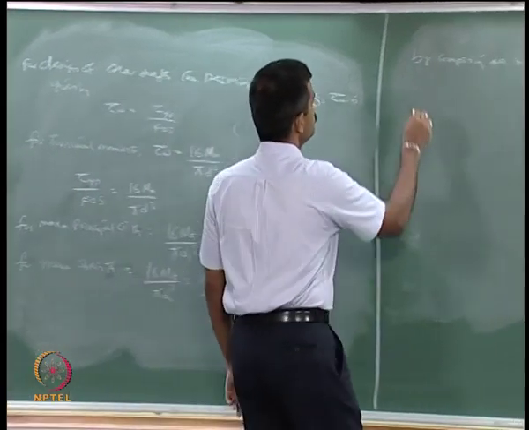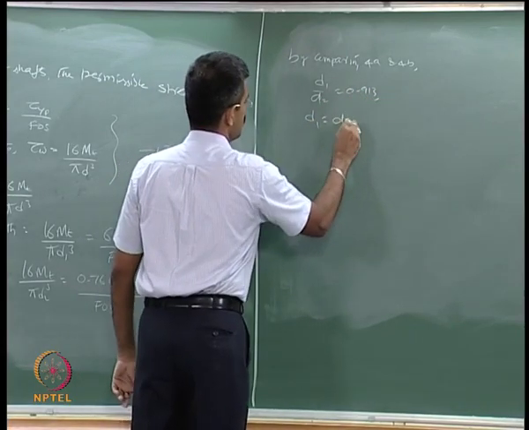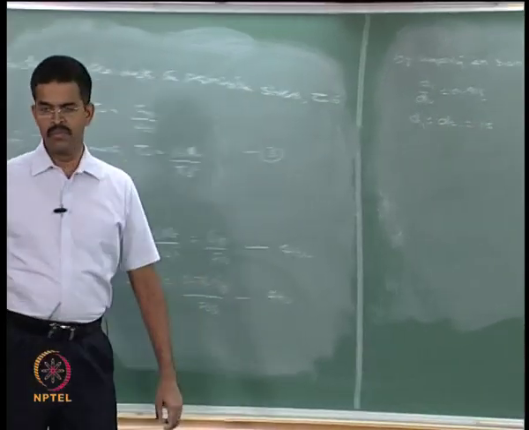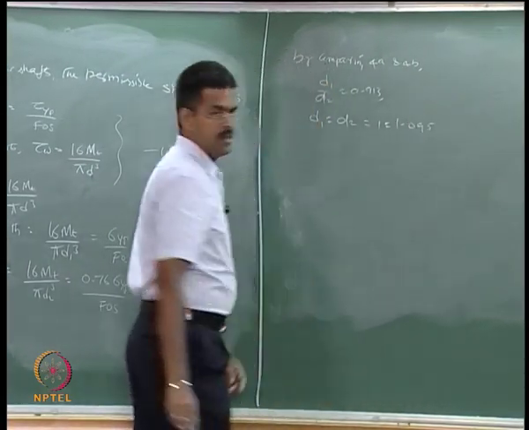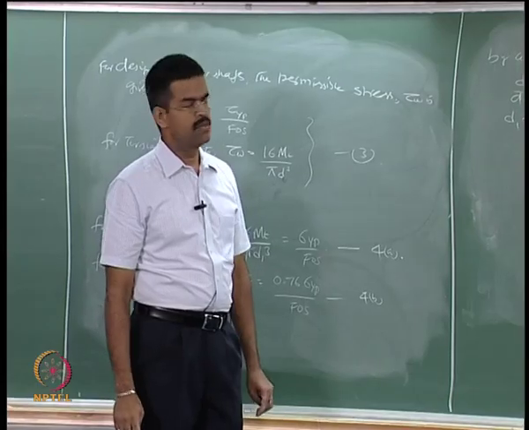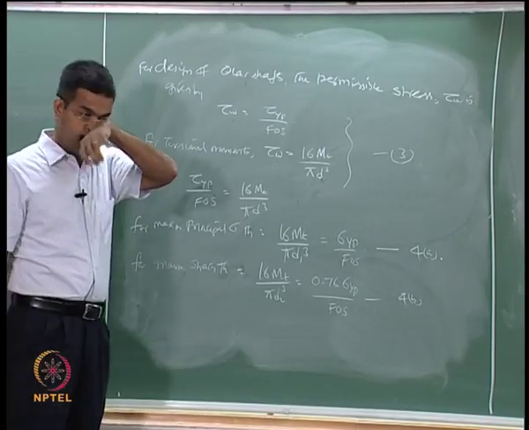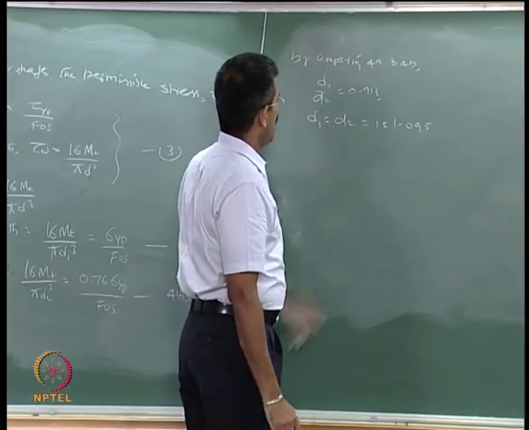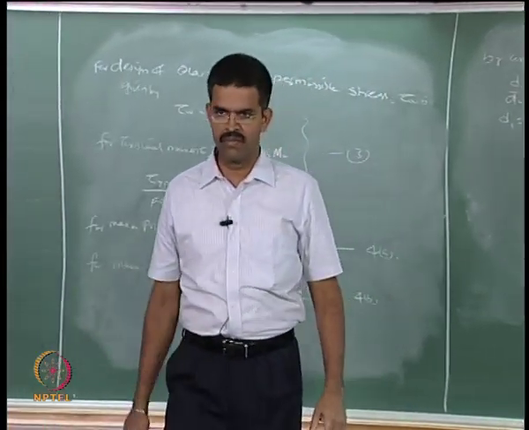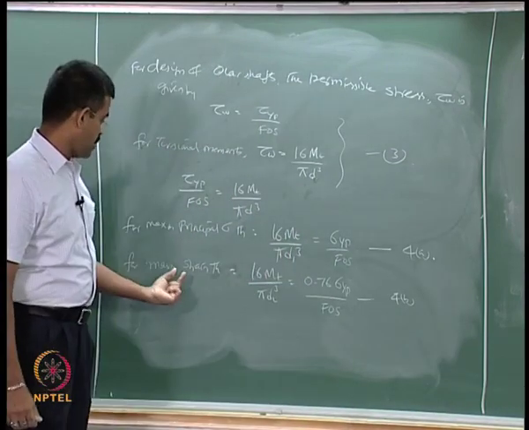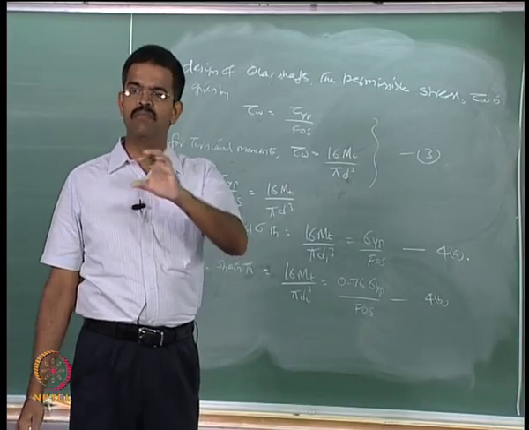So d1 by d2 will become 0.913, that is d1 is to d2 is 1 is to 1.095. Okay. The diameter suggested by the maximum strain theory for this problem is about 10% more than the diameter suggested by maximum principal stress theory. That is what we are meaning.